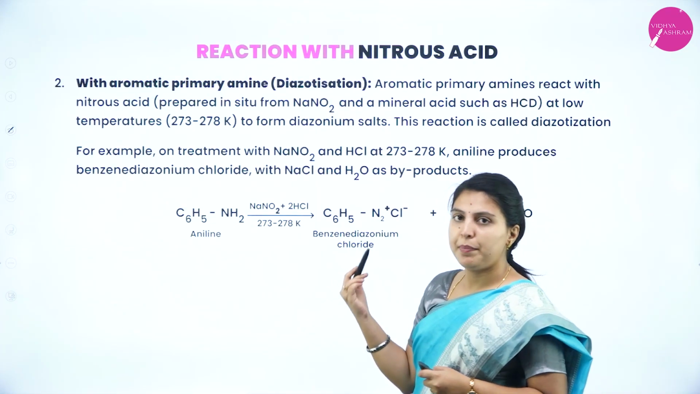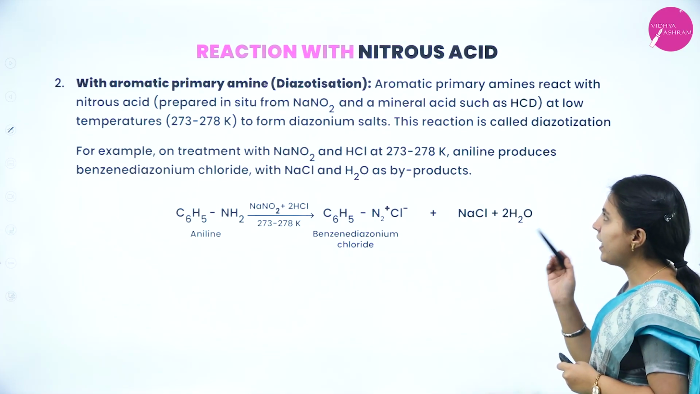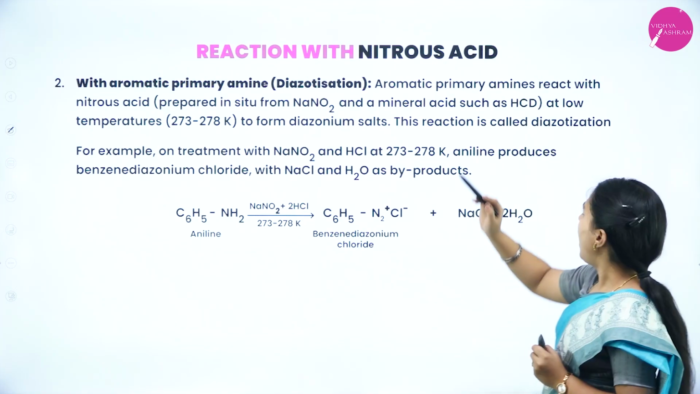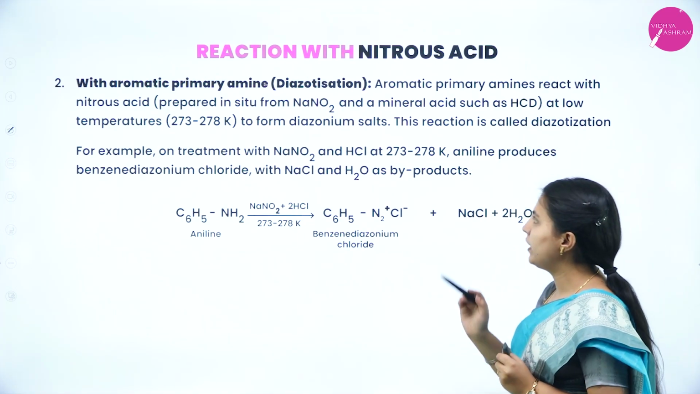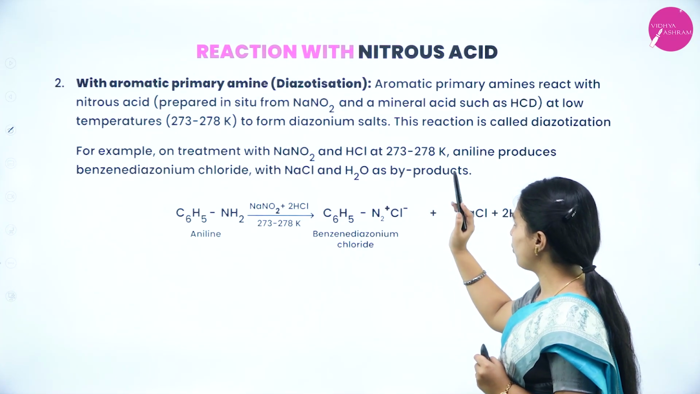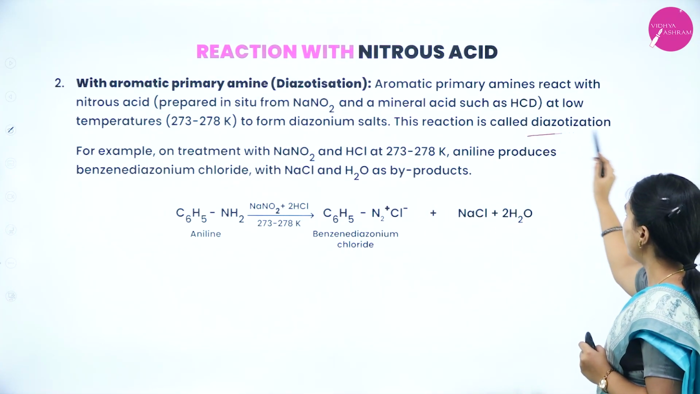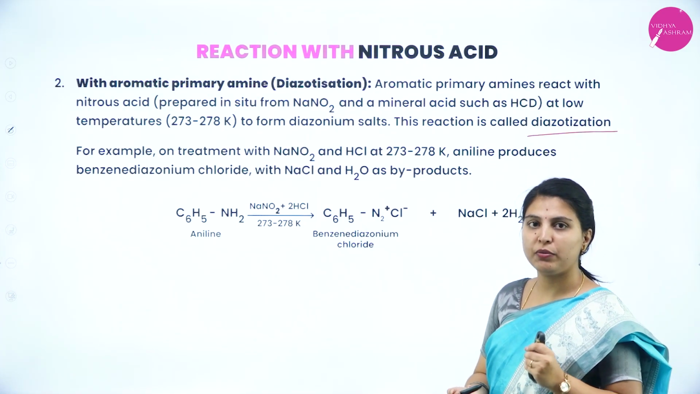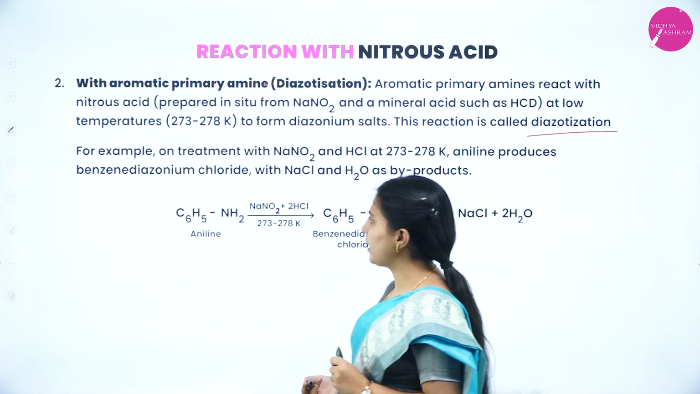With aromatic primary amine, we call it diazotization. Azo means nitrogen, di means two. Aromatic primary amines react with nitrous acid at low temperatures to form diazonium salts. This reaction is called diazotization. They may ask, what is diazotization? Explain with an example. So it is very important.